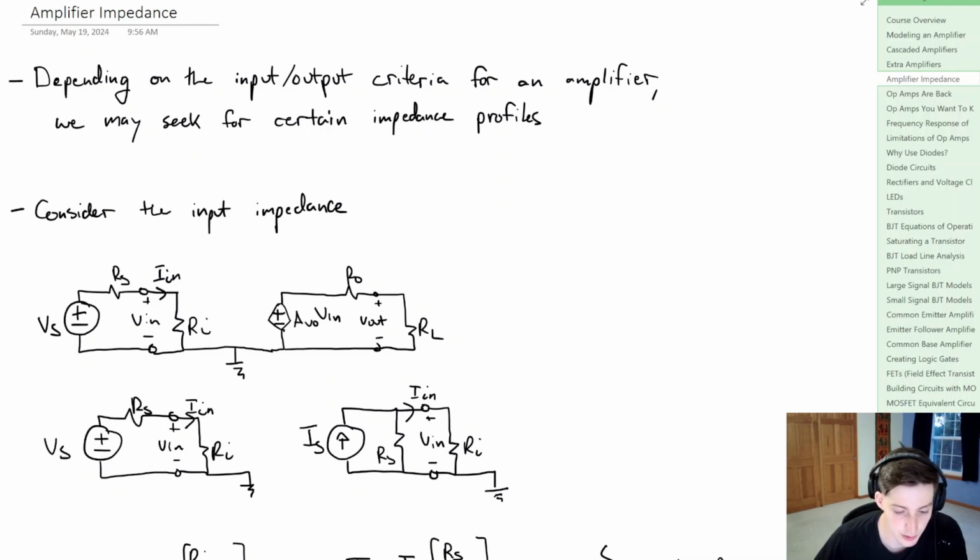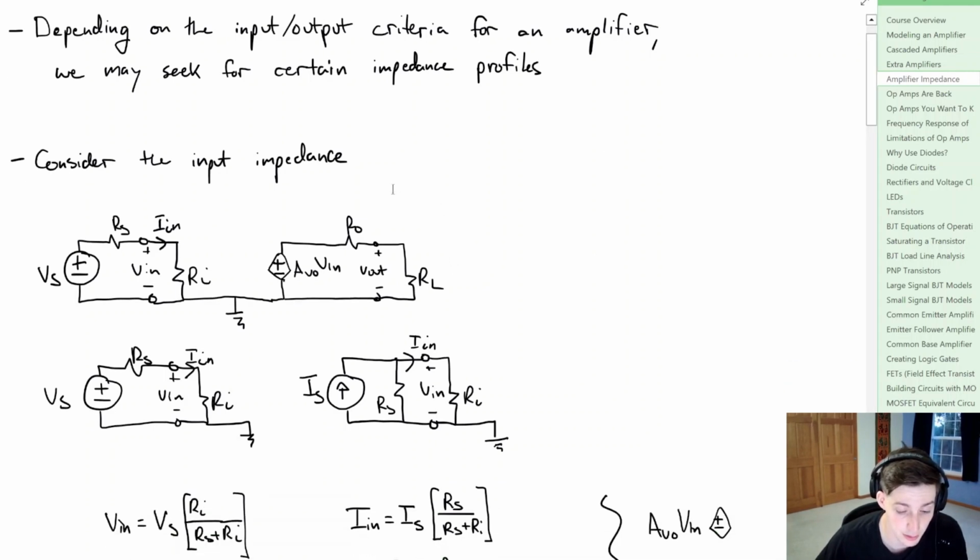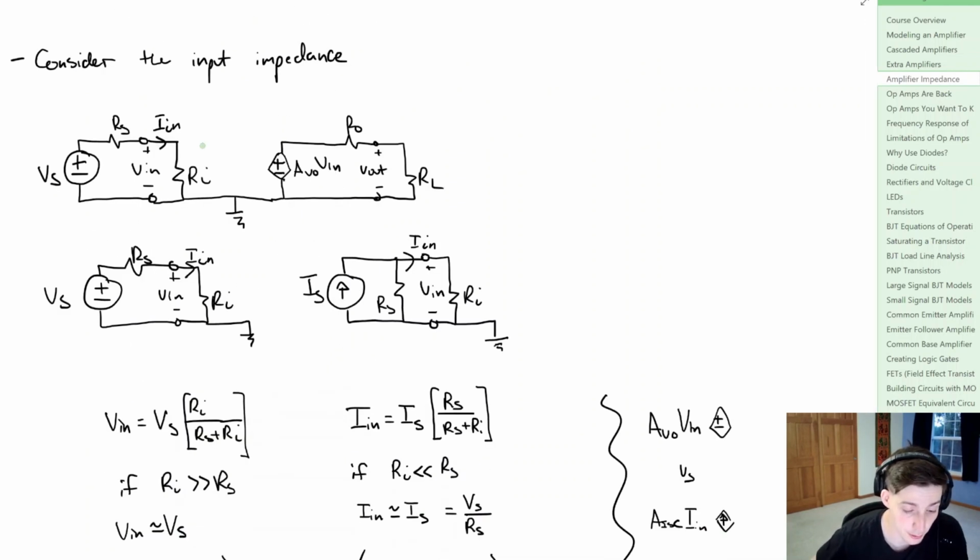So what we're going to do is consider the impedance profile for a voltage amplifier, and we're really going to look at the input impedance and the output impedance. Now we're going to consider this left side of the amplifier, both in the voltage sense, and then we do that pseudo source transform for the current to have a current model of it.